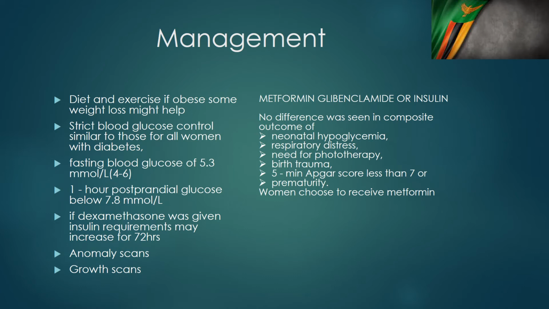So glibenclamide is really the least superior drug of these hypoglycemic drugs. So we only use it when it's not possible to use insulin for various reasons, the type of patient, the cost, the logistics. Then it's better to have a good sugar control with metformin and glibenclamide if it's not possible to use insulin.